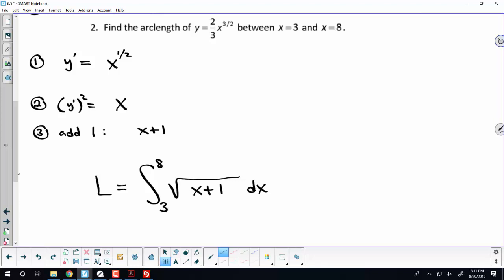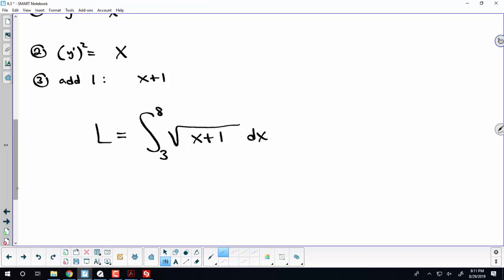So what are we using here to evaluate this antiderivative? Use substitution. A u substitution can work. You may not need a u substitution, since we've got this linear argument. But anyhow, let u equal x plus 1, du is dx. So we have the integral of u to the 1/2, the square root of u, times du.